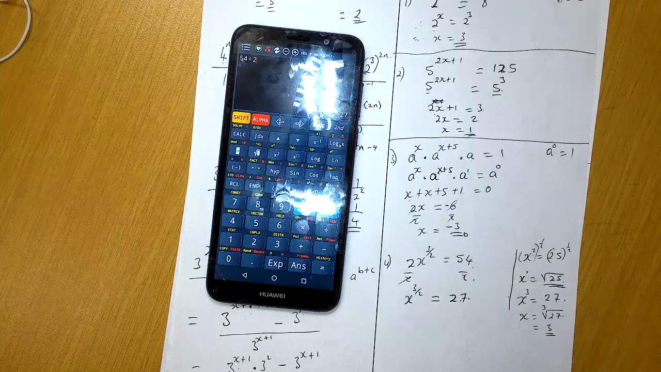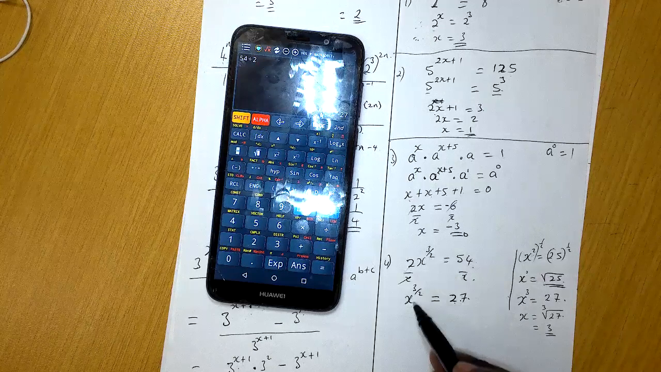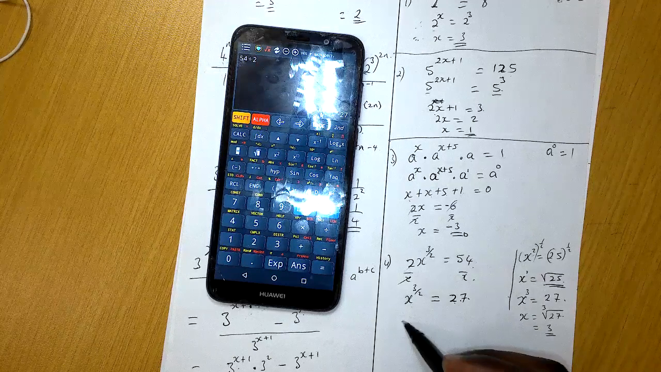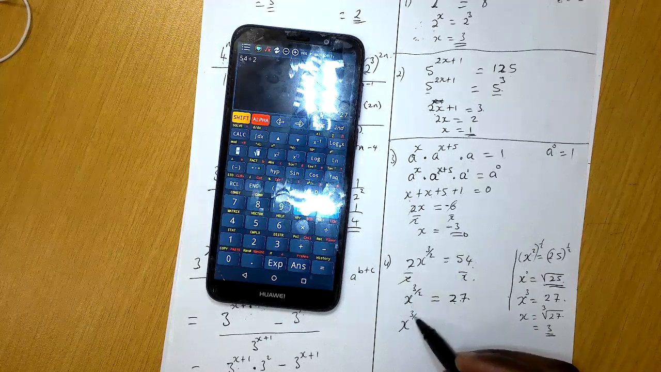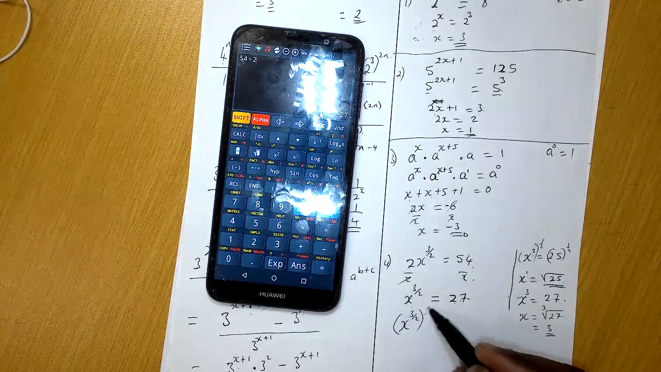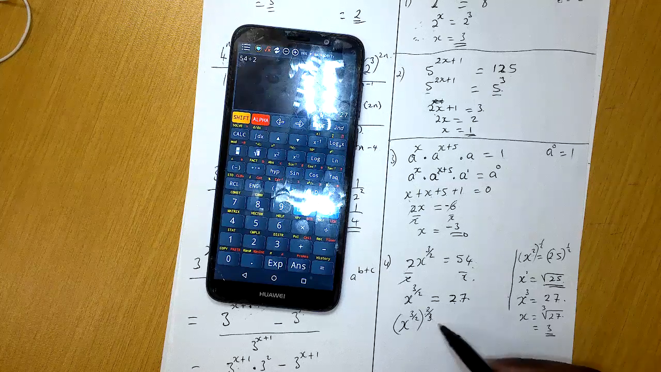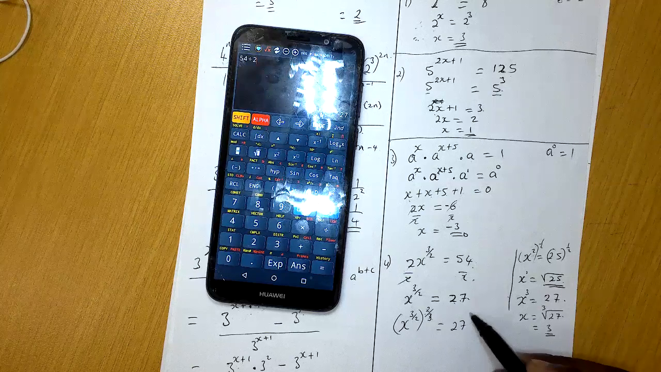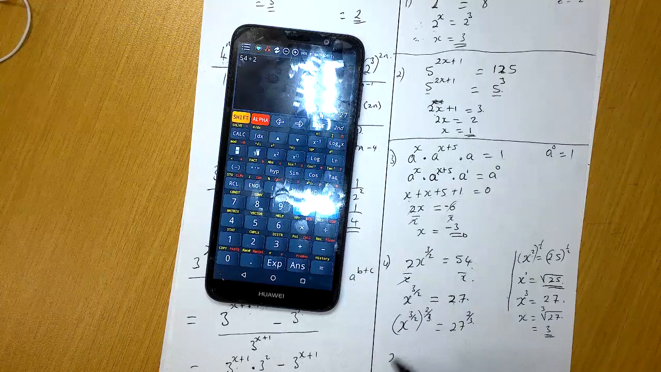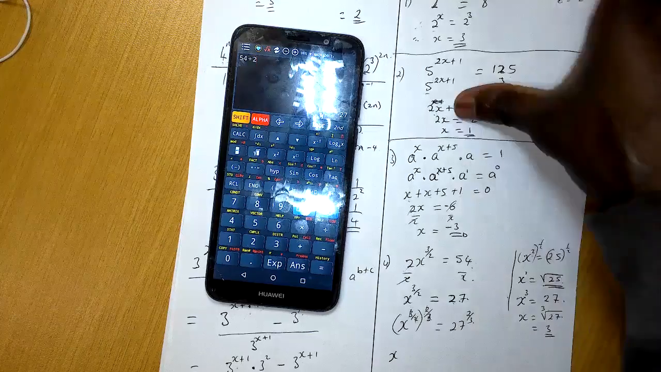Now let's move on to see what's supposed to happen here. If it is like that, you must multiply with the reciprocal. What we have here is x to the power of 3 over 2, multiplied by the power of 2 over 3, so that 2 over 3 eliminates this, is equal to 27 to the power of 2 over 3. What does this mean? This one will give you 1, because 3 over 3, 2 over 2, gives 1.